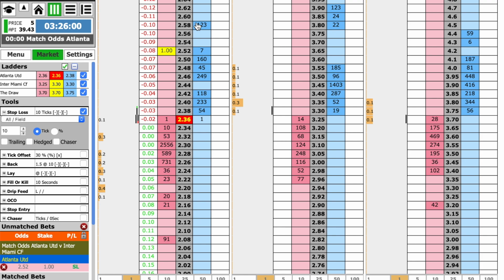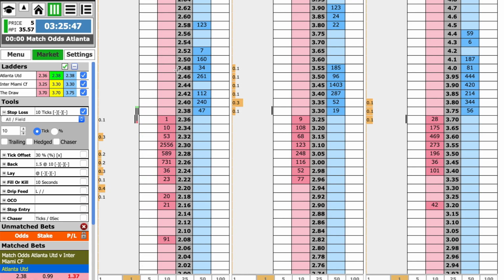So if we just get rid of this trade at the moment, let's just trade out of there. And we right click to remove the stop loss there. So next we're going to look at the trailing and hedged together. This is what I normally use when horse racing.